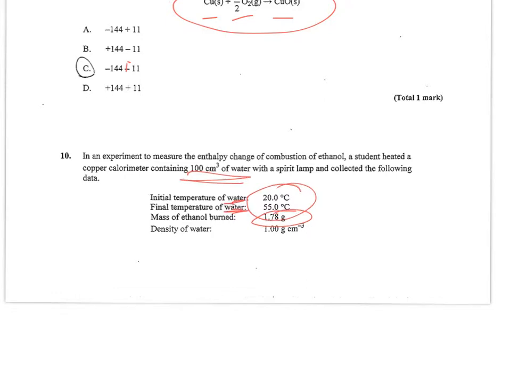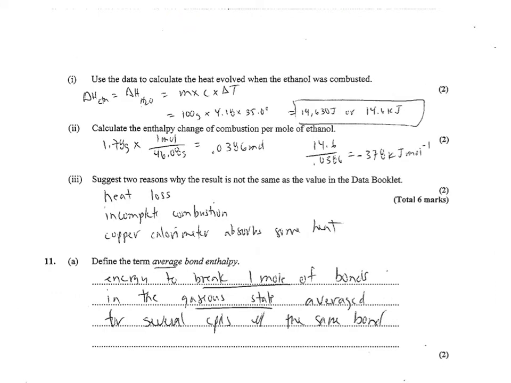So moving on to the next, use the data to calculate the heat evolved when the ethanol was combusted. I used the 100 grams of water times 4.18 times the 35-degree change for water, and that gives me 14,630 joules, or I could express it as 14.6 kilojoules. They didn't specifically say to express it as joules or kilojoules, so as long as I label my answer correctly, either one is fine. Same with 2, they want to know the enthalpy change of combustion per mole of ethanol, so I can express this as joules per mole or kilojoules per mole.